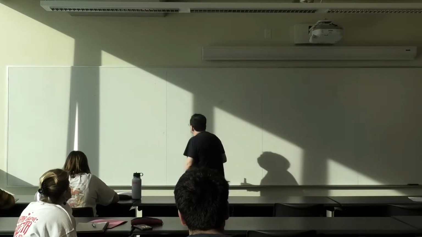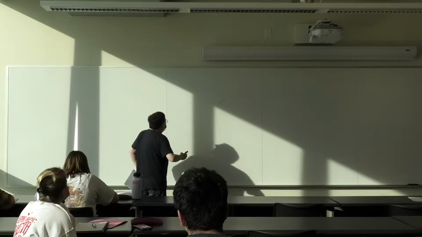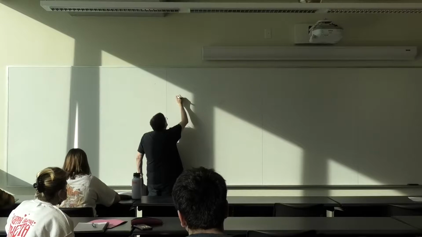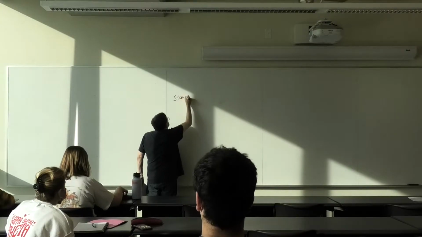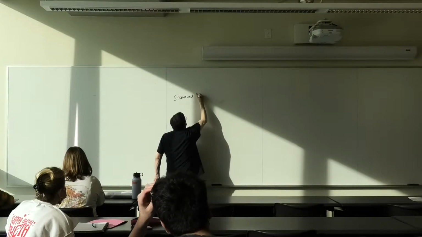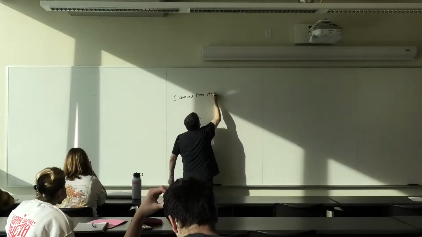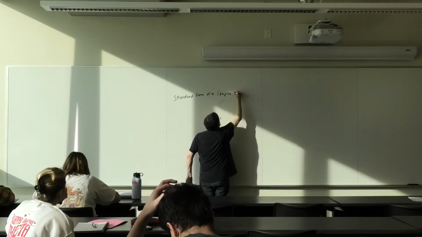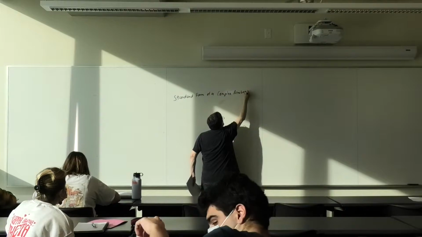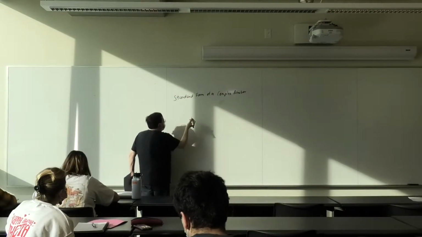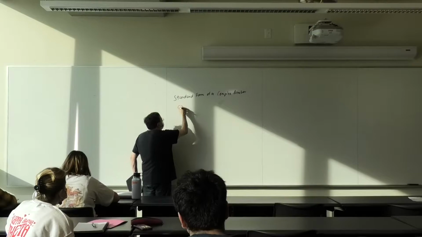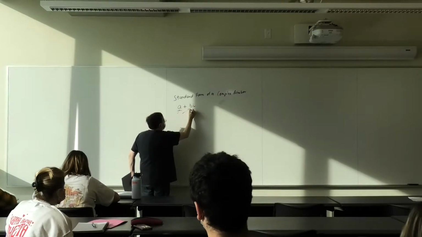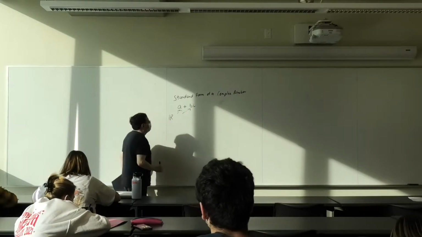I was reminded of a few things by a student that I don't think I made clear. One was the standard form of a complex number. This is a term you might have run into in homework. And the standard form of a complex number is a plus bi, where a and b are real numbers.